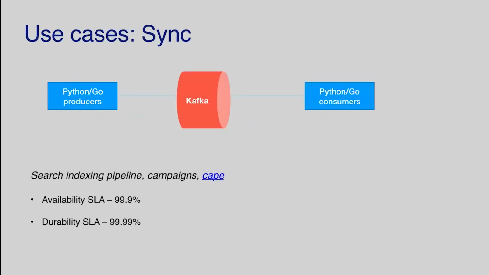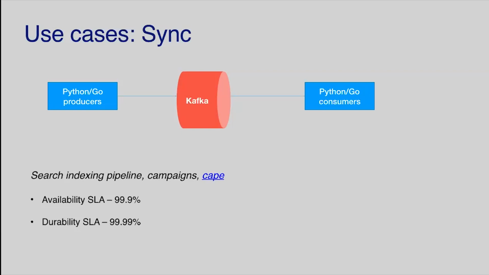The other set of use cases are sync use cases, where the client needs to know whether the message reached Kafka or not, and can take an action based on that. Some of the sync use cases are our search indexing pipeline, campaign notifications, or a job queue for CAPE, which is our in-house ultra-low latency real-time processing platform. In these cases, the clients talk directly to Kafka and also consume directly from Kafka.